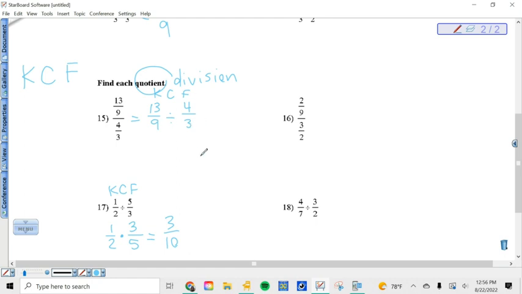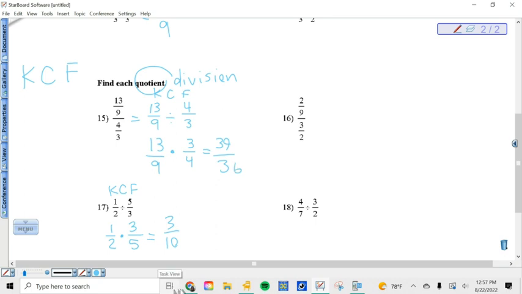So I'm going to flip that 4/3 so that it turns into 3/4. I change that division symbol to a multiplication, and then I've got 13/9. That one stays exactly the same. What's 13 times 3? 39. Good, 39. And 9 times 4 is? Good.